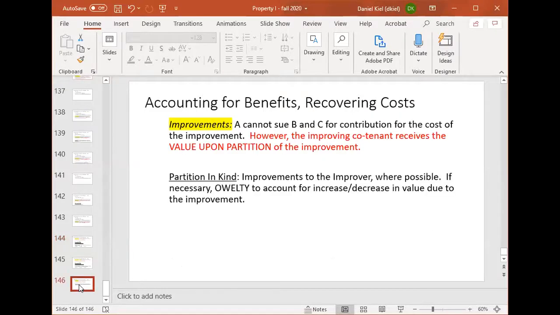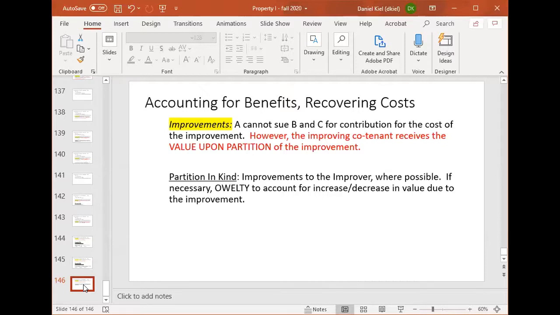And in your example, the partition is going to either deliver a 0 in partition by sale, which seems a little bit unlikely, or maybe it's worth talking about how this would work in a partition in kind. And that is to say that the improvements go to the improver where possible, but if necessary, owelty would be ordered to account for the increase or decrease in value. And so I think what you're asking, Kimberly, is answered with this idea of owelty.